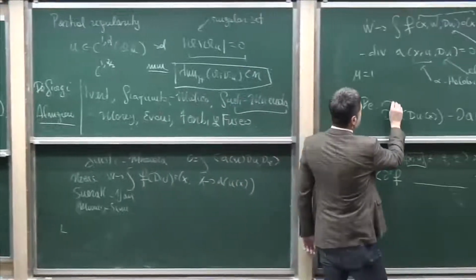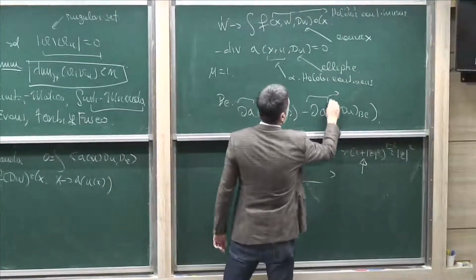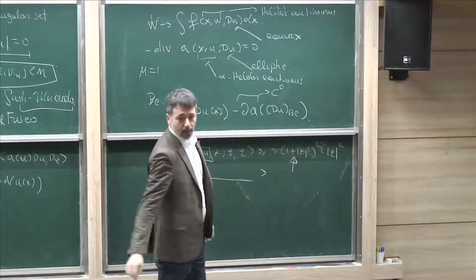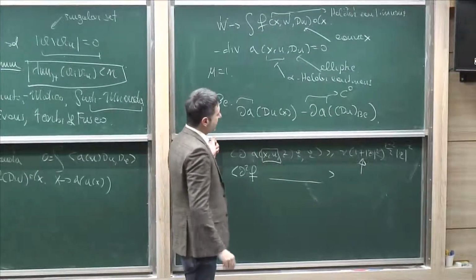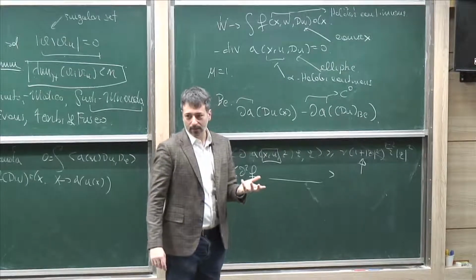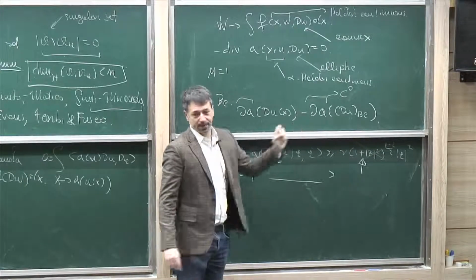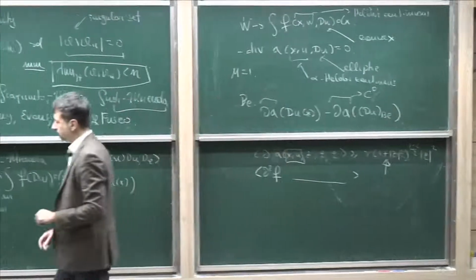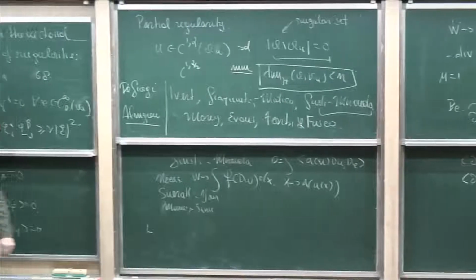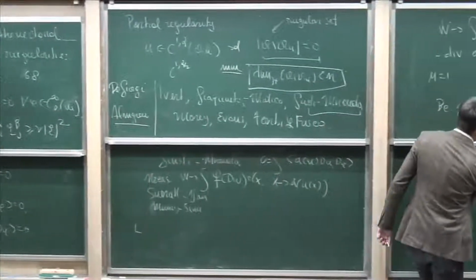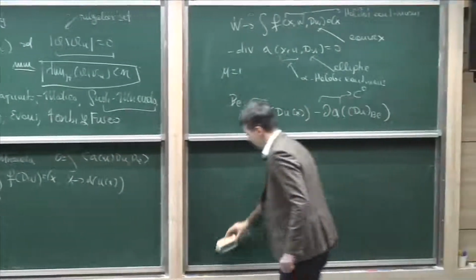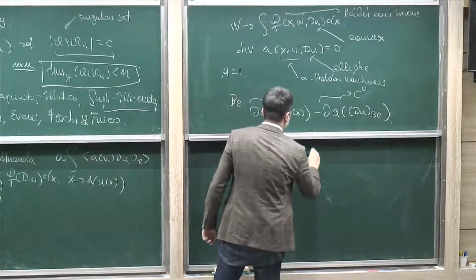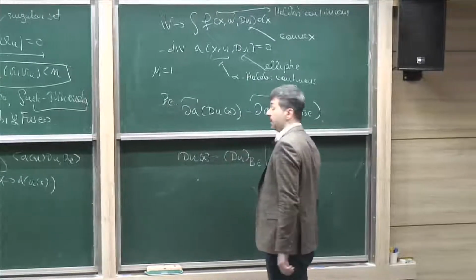Now I recall that this is usually to be assumed to be C1. A is C1, so this is continuous. So therefore, I know that these two objects are close if their arguments are close in the row. If Ux minus its average is close, is small.